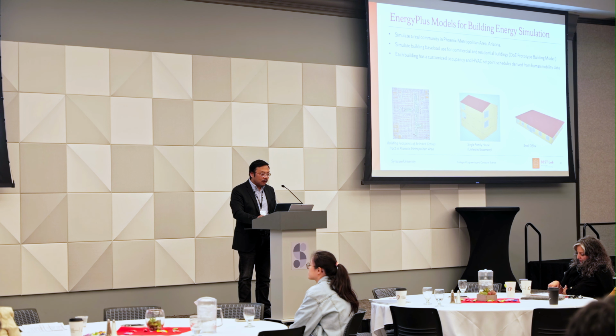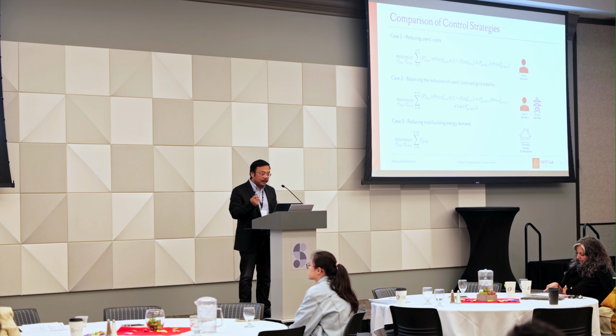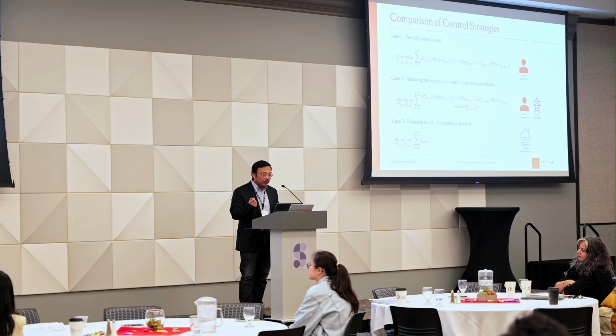And then what we did is we compare 3 different cases. Case 1 is what people often do, which is reducing users' cost. So we don't consider anything from the grid point of view. I want to have the minimum utility bill as much as possible, especially if I can pay nothing to utility companies. Case 2 is we balance reduction of users' cost with grid stability. And in case 3, we reduce the total building energy demand. So there are 3 different cases compared as 3 different control strategies.